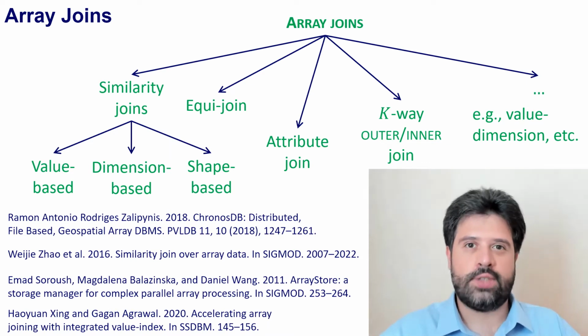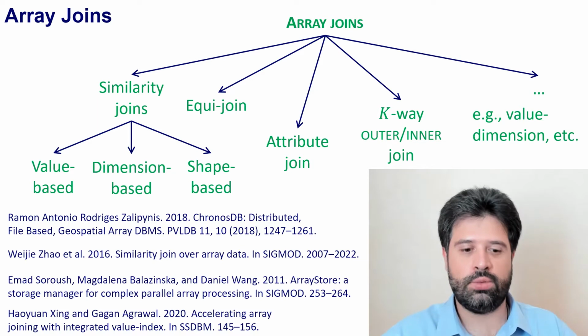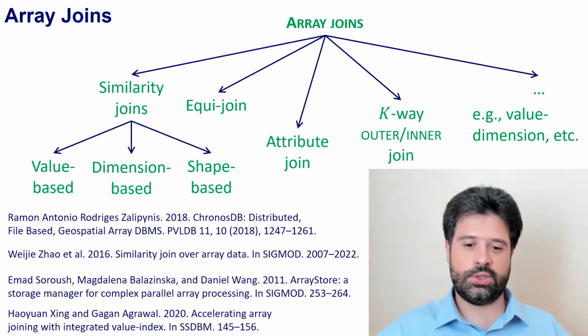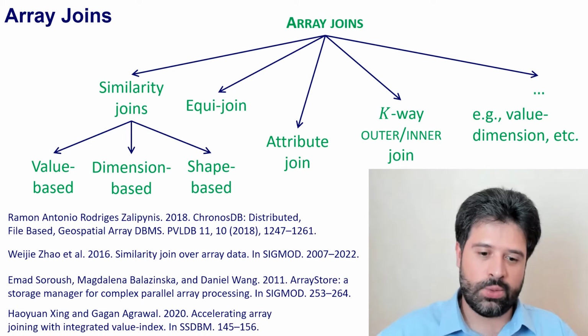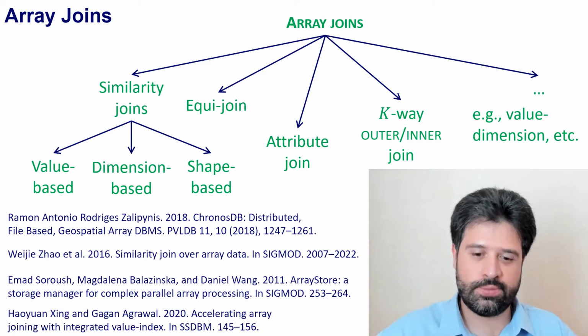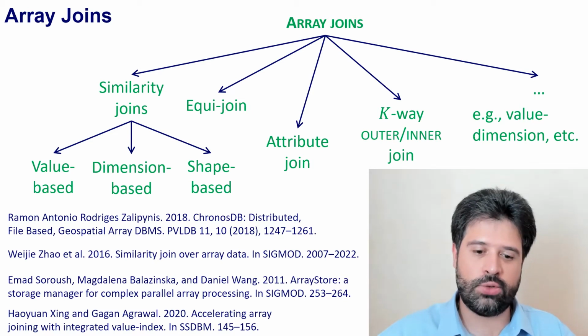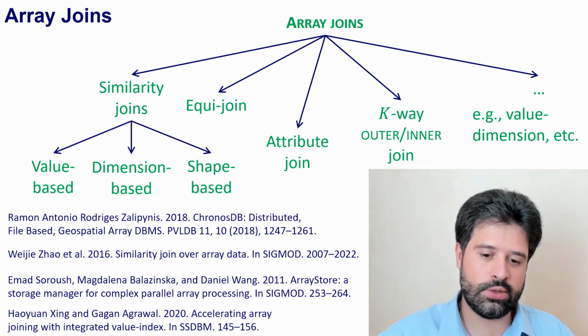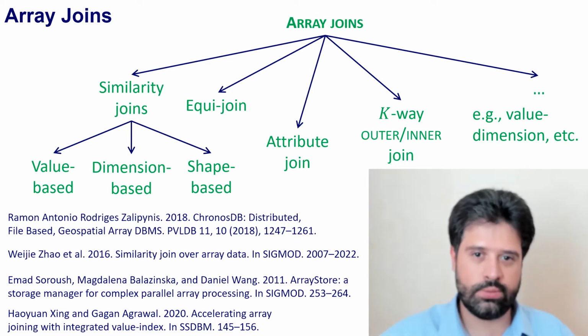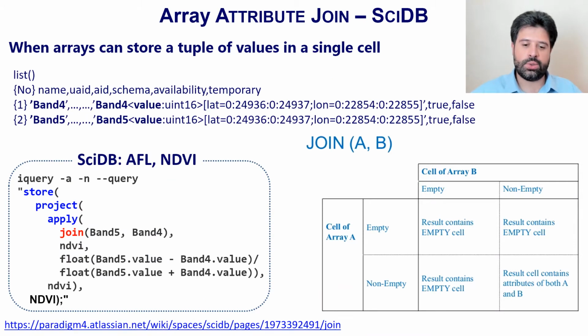Array joins substantially differ from relational table joins. Like relational joins, the array join is always a hot research topic. In addition, there is a wide variety of array join types, and array join is one of the most complex operations. Likewise, a relational join. When arrays can store a tuple of values in a single cell, array attribute join is possible. As a result, you get an array of the same dimensionality with a tuple of attributes joined from input arrays.